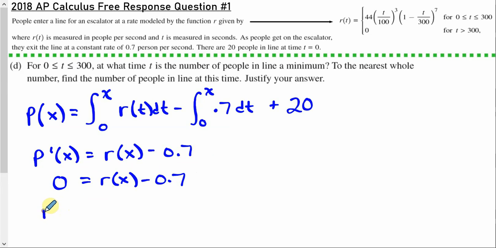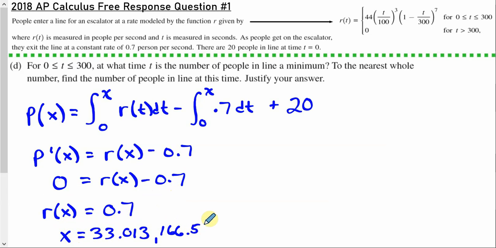So I want to know, when does r of x equal 0.7? Now again, this is only something that can be done with a calculator, and you won't have to worry about that for this year. But you would graph that function r and find out where the intersection points are. Easiest thing to do is graph r and graph 0.7 and just see where they cross. You will find out that the rate equals 0.7 at these two values, 33.013 and 166.575.